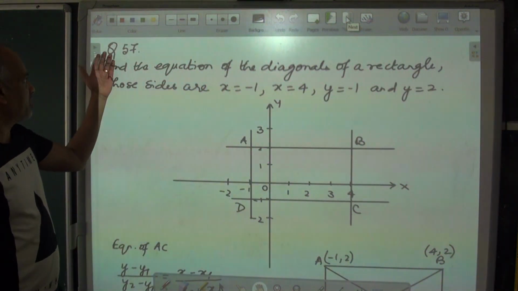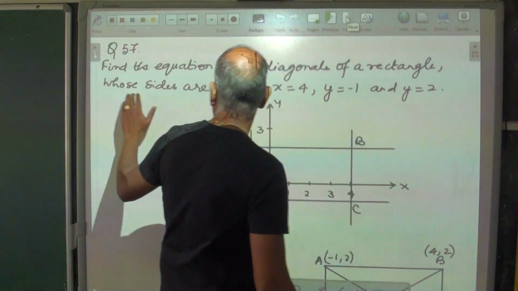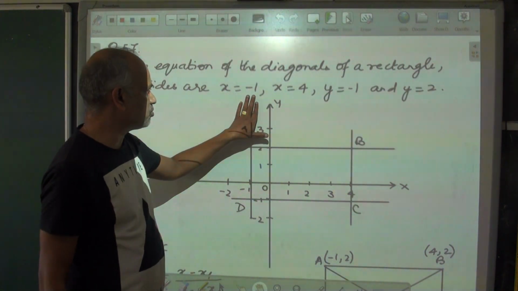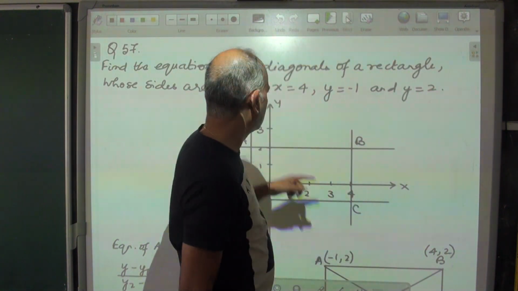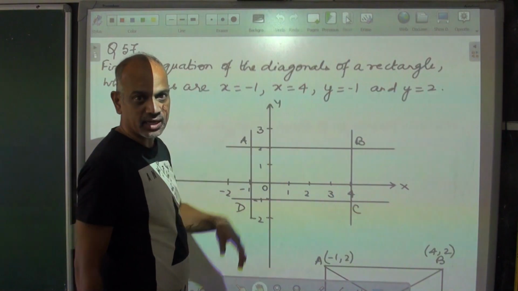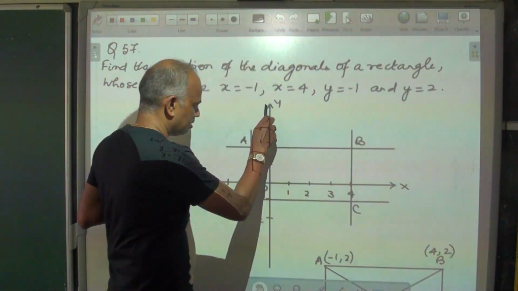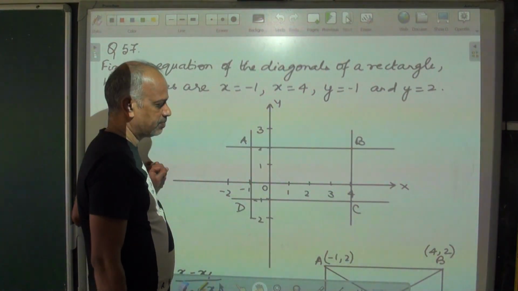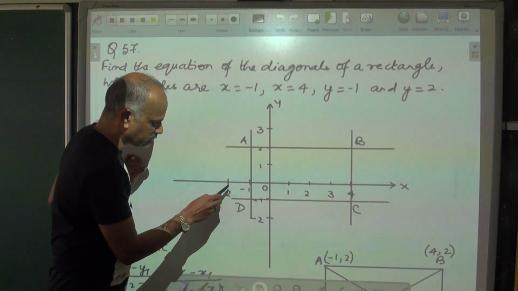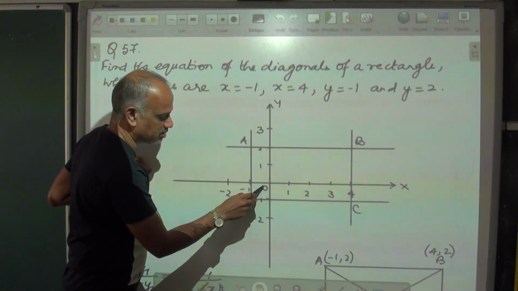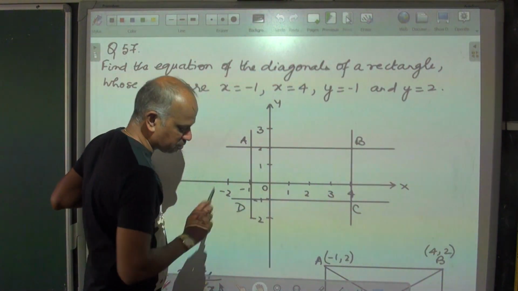Next, question number 57. Find the equation of the diagonals of a rectangle whose sides are x is equal to minus 1, x is equal to 4, y is equal to minus 1 and y is equal to 2. These are the sides of the rectangle. First, let's draw this. This is your x-axis, this is the y-axis. I have divided the x-axis as 1, 2, 3, 4 on the positive side, negative side minus 1, minus 2. This is the meeting point of the x-axis and y-axis, this is the origin. Positive side of the y-axis, 1, 2, 3 I have divided, negative side minus 1, minus 2.